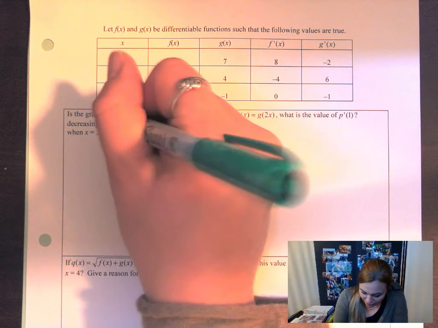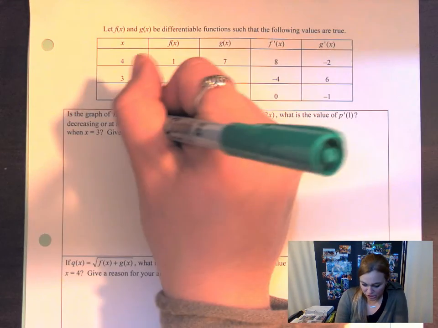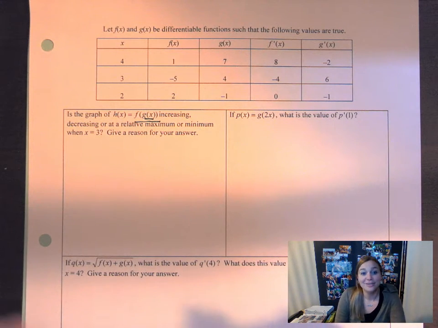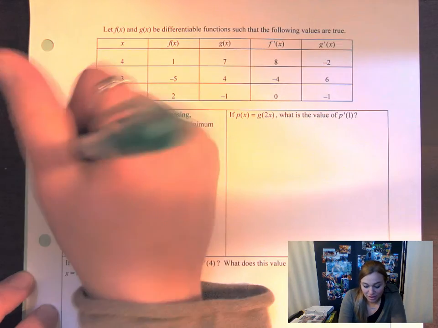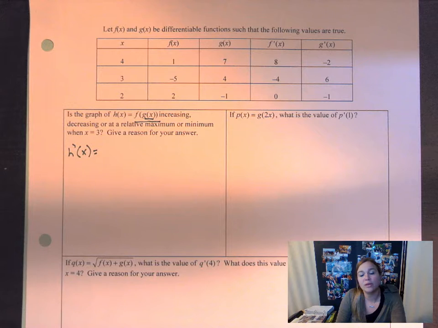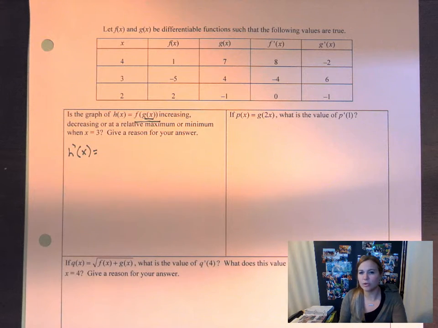It says it is the graph of h of x equals f of g of x. Wow. There's a function within a function. Increasing, decreasing, and our relative max or min at x equals 3. So if I want to know increasing or decreasing, what I have to do is find the derivative. Because I know if the derivative is positive, that means that my function is increasing. H of x would be increasing, negative, decreasing for h of x. And min or max would potentially occur whenever the derivative is 0. So then I'd have to do a little bit more work with the table.